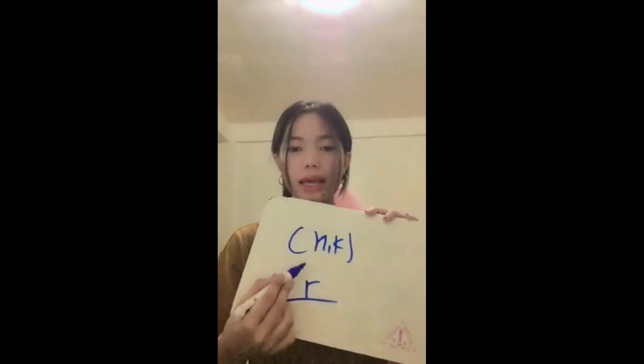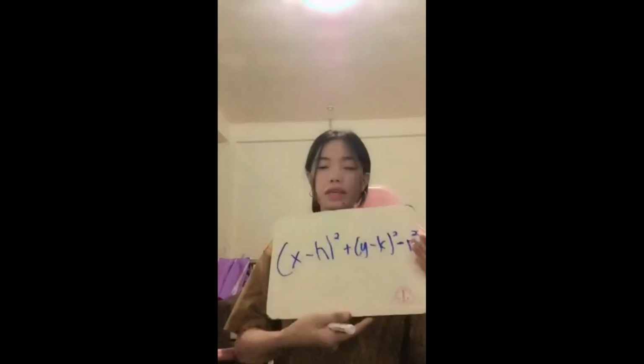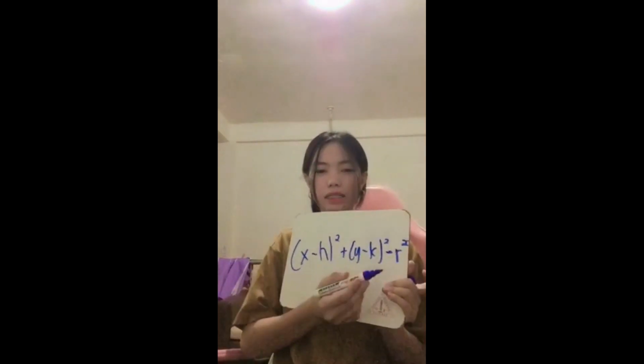So, the equation of a circle with center (h, k) and radius r is (x - h)^2 + (y - k)^2 = r^2. So this is the equation, while r is the radius.